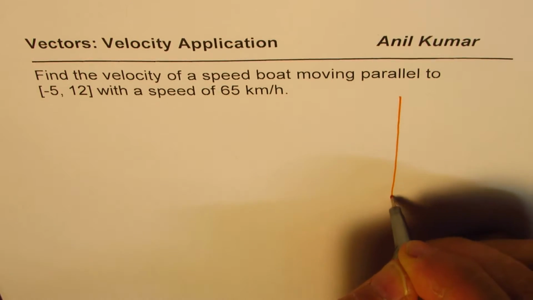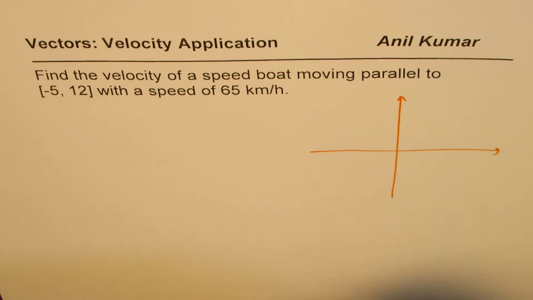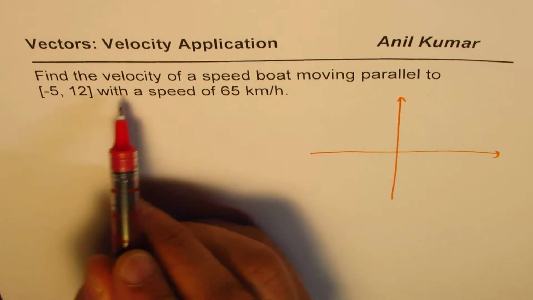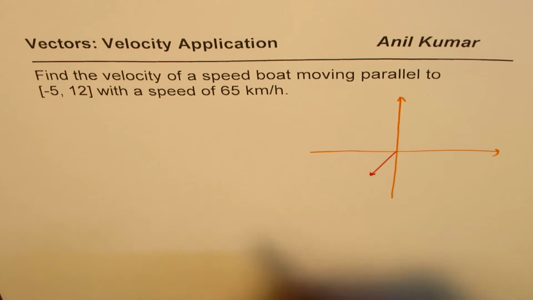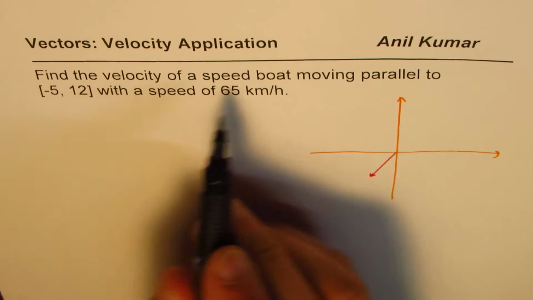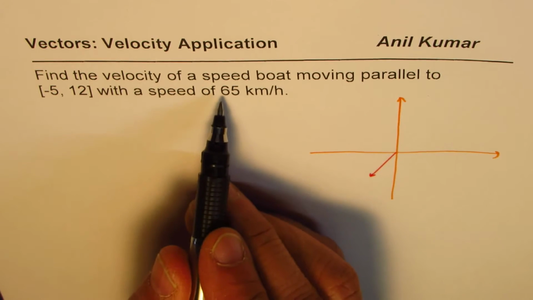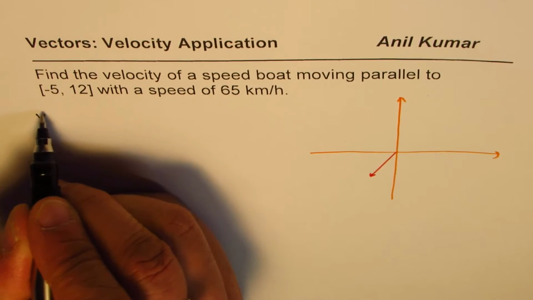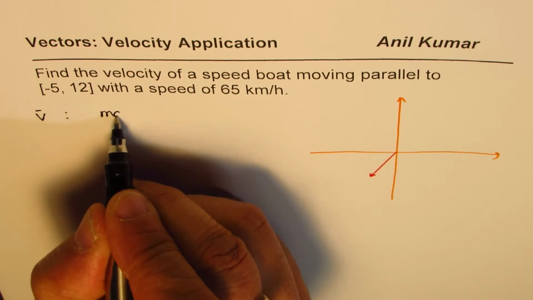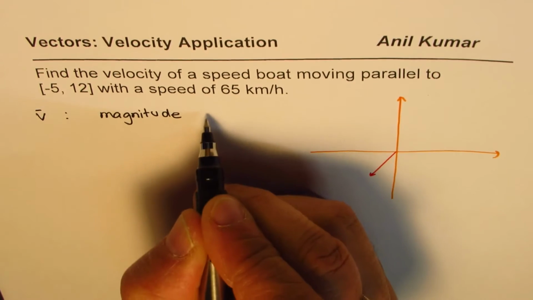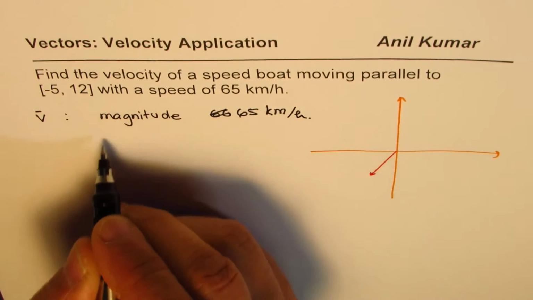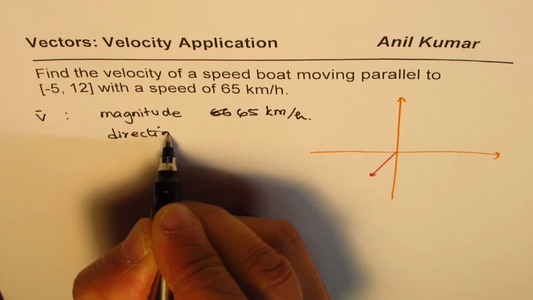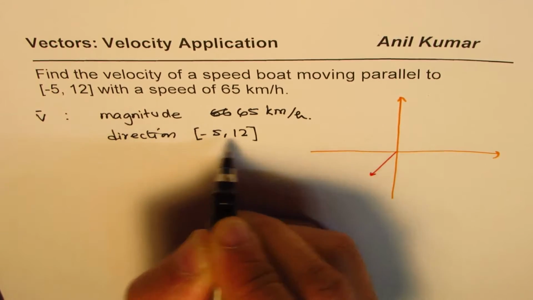So it's a 2D vector relation. Let me sketch it and then we'll work on it. The direction given to us is minus 5, 12. So the direction is like this, right? What we need to do is write the velocity of the speedboat moving parallel to this, and the magnitude is 65. So we need to write down the velocity vector whose magnitude is 65 kilometers per hour and whose direction is minus 5, 12, correct?